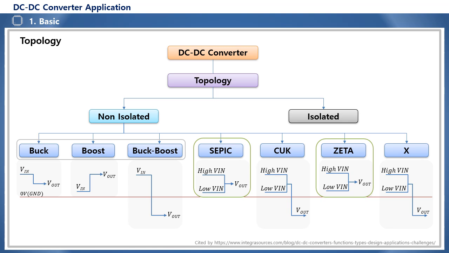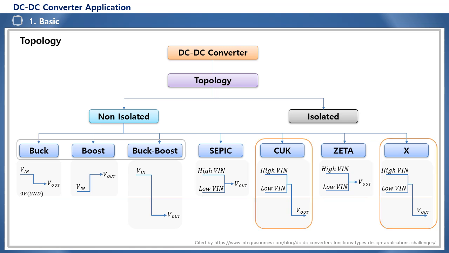SEPIC and Zeta are converters that output a constant plus voltage regardless of whether the input voltage is higher or lower than the output. In general, SEPIC and Zeta are mainly applied to the purpose of outputting a fixed voltage by taking as input the output voltage of solar panels or batteries with large output voltage fluctuations. For example, they are used when a fixed voltage of 3.3 volts is required even if the output voltage of a lithium-ion single cell changes from 2 volts to 3.7 volts.